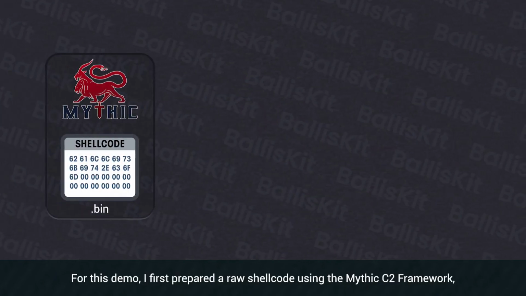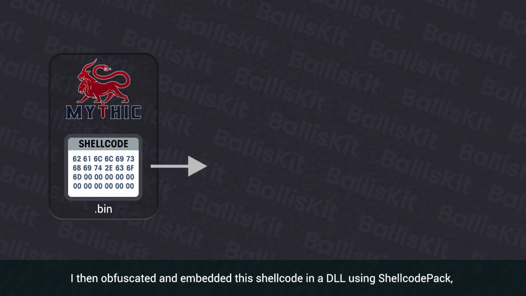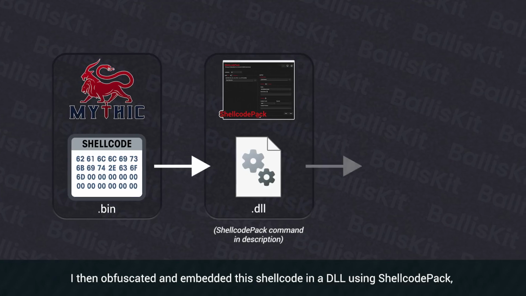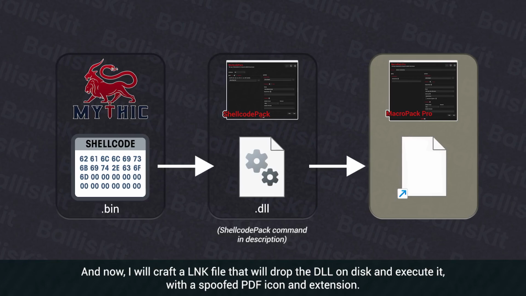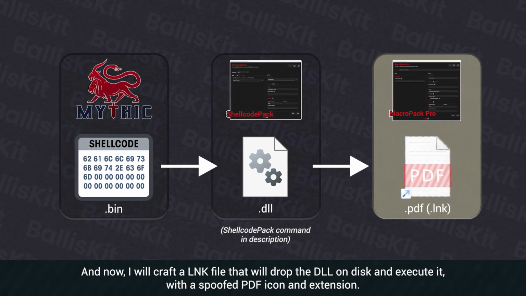For this demo, I first prepared a raw shellcode using the Mythic C2 Framework. I then obfuscated and embedded this shellcode in a DLL using ShellcodePack, and now I will craft a LNK file that will drop the DLL on disk and execute it with a spoofed PDF icon and extension.